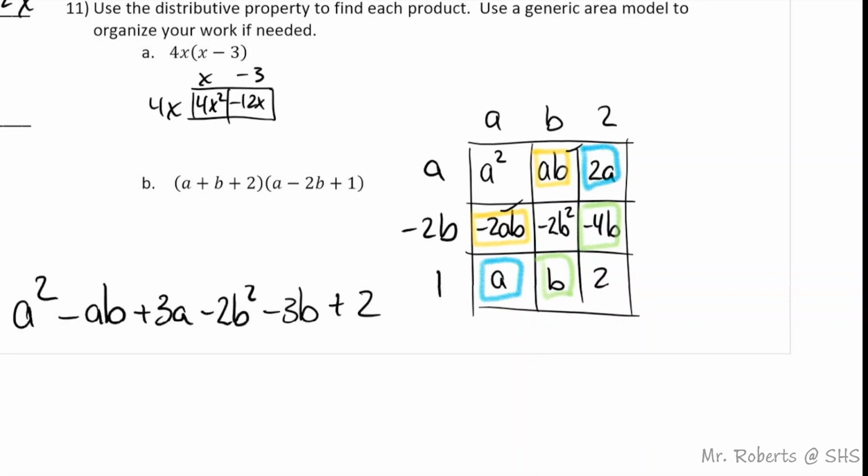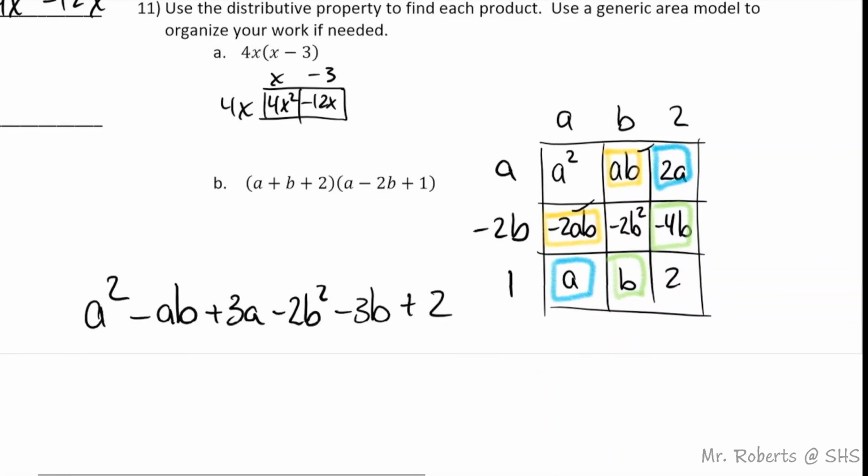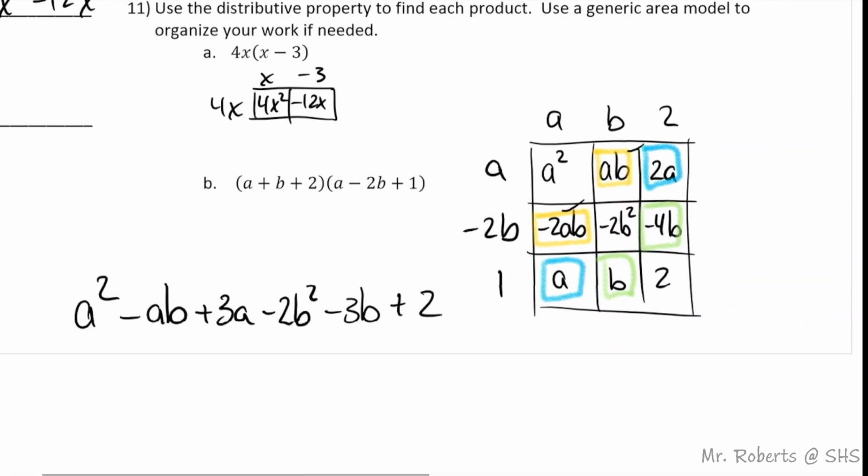So it's very, very useful to combine like terms, right? So if you do have like terms, combine them. The order is not critical here. You could bring a lot of these terms and move them around as long as you bring the signs with them. There has to be a negative ab. It has to be negative 2b squared, and it has to be a negative 3b. But the order can vary.